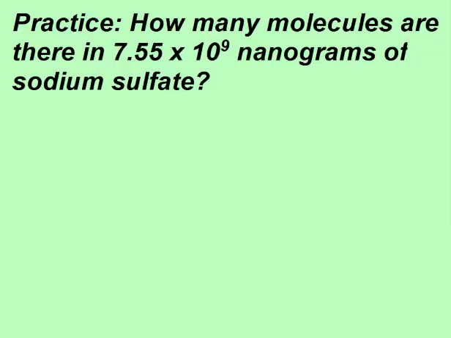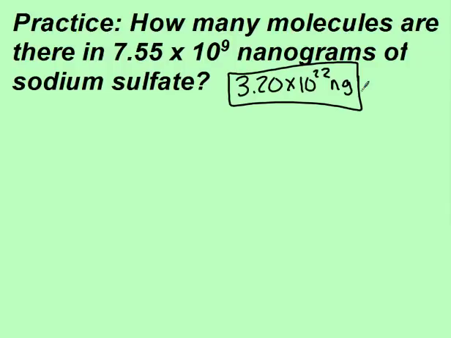Go ahead and pause the video and try this one on your own. Restart when you have an answer. So your answer should have been 3.20 times 10 to the 22nd nanograms. If you got that answer, then you can fast forward. Otherwise, we wrote the number given with the unit.